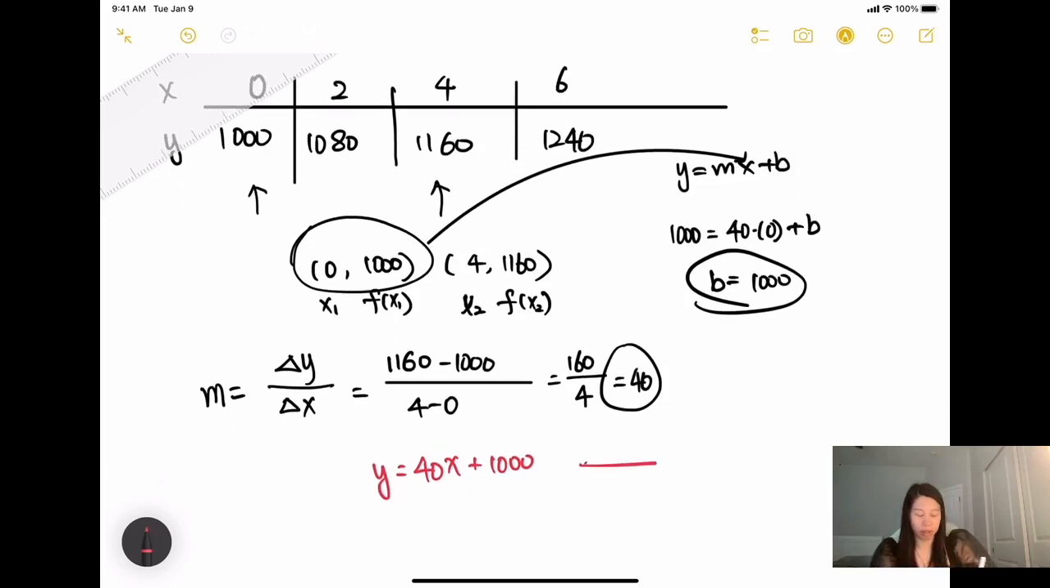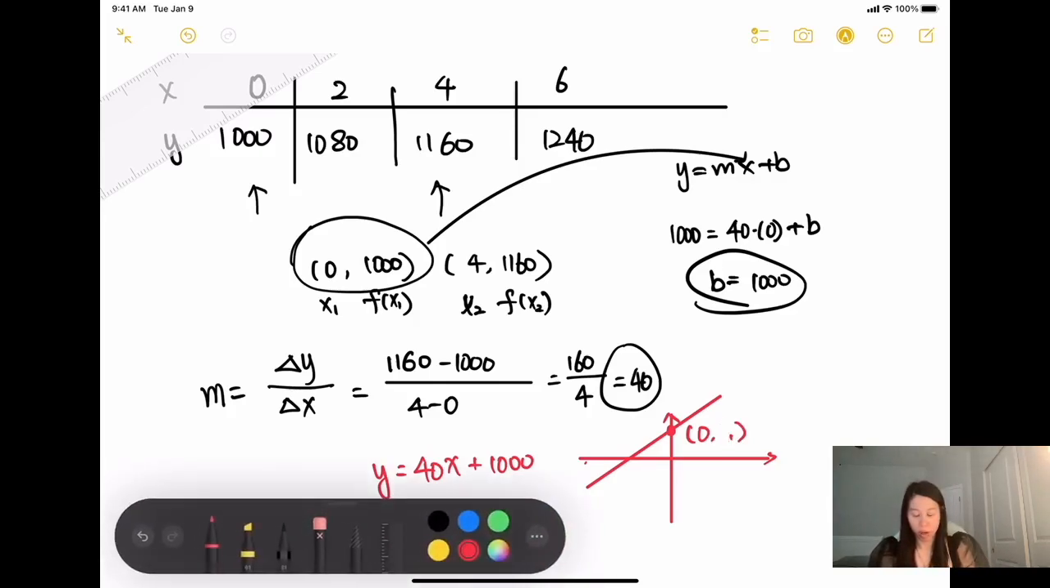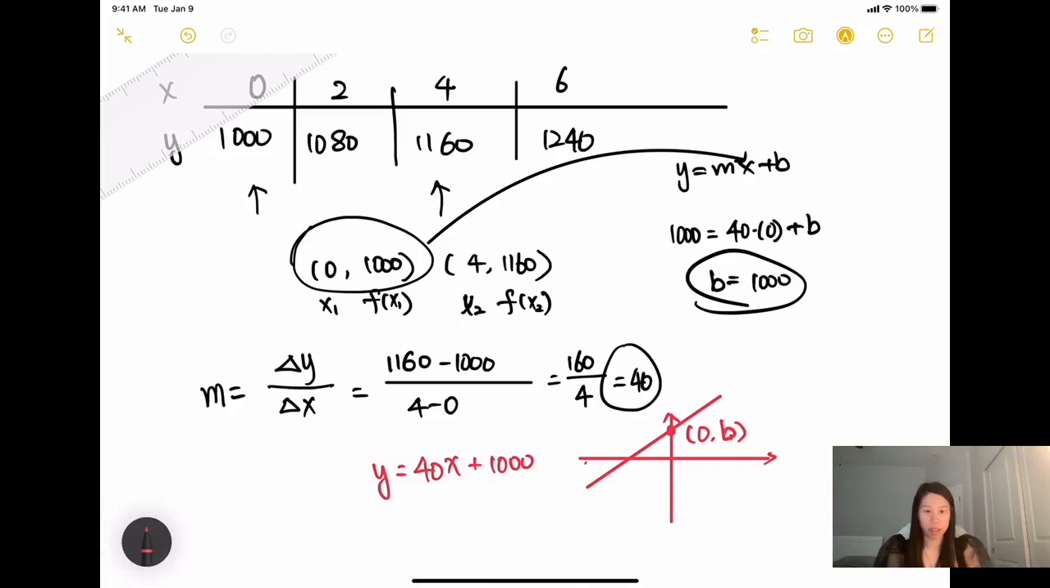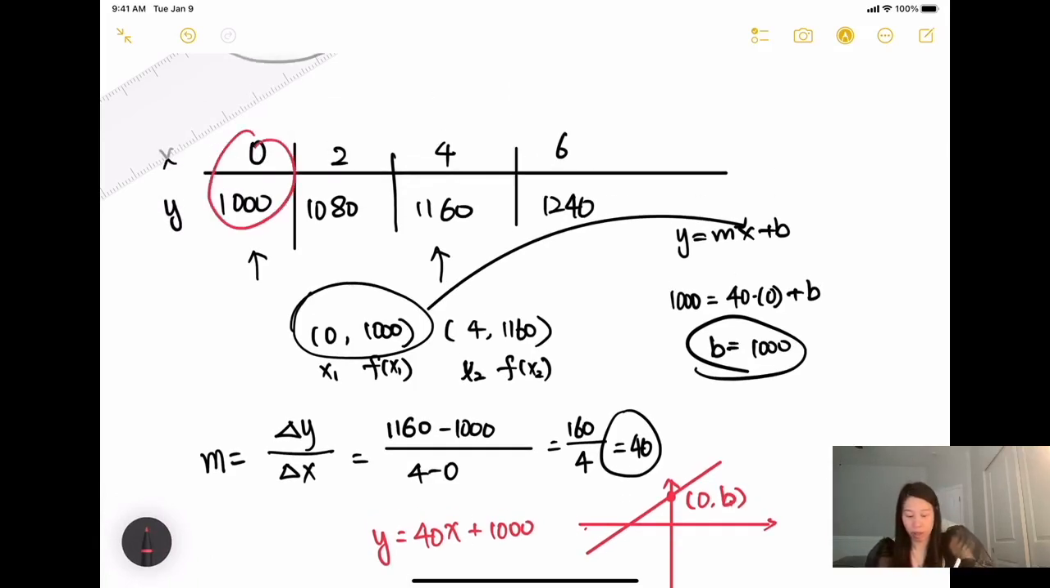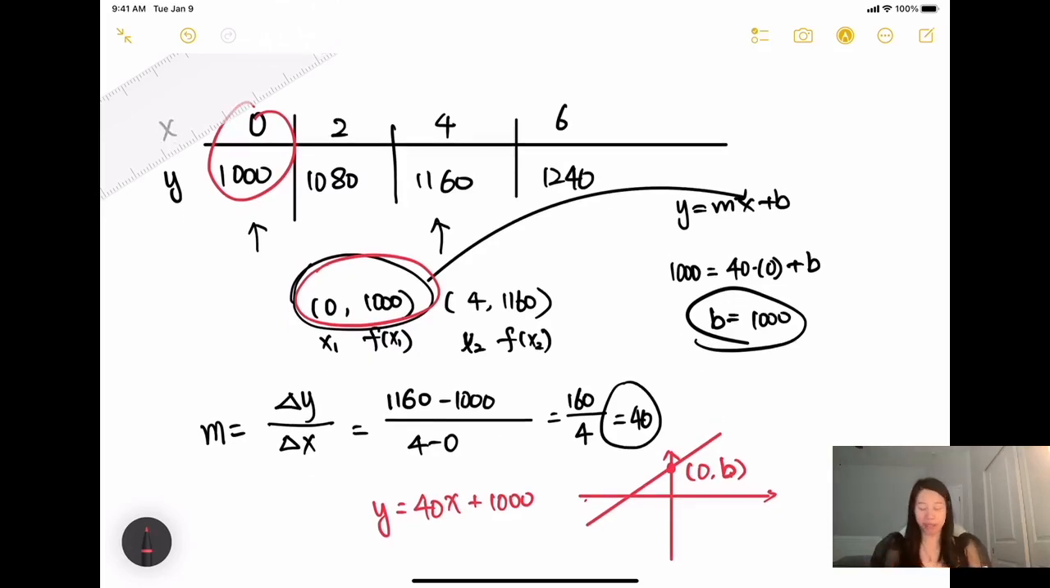You may notice the intercept right away, because what is the intercept? The y-intercept is where the graph intersects the y-axis, right? When you intersect the y-axis, what's special about the x-coordinate? The x-coordinate is always 0, right? Here, I already have an ordered pair, 0 and 1000. That means when x equals 0, the y-coordinate is the y-intercept. So maybe you don't even need to calculate. You will see, hey, this is our y-intercept.